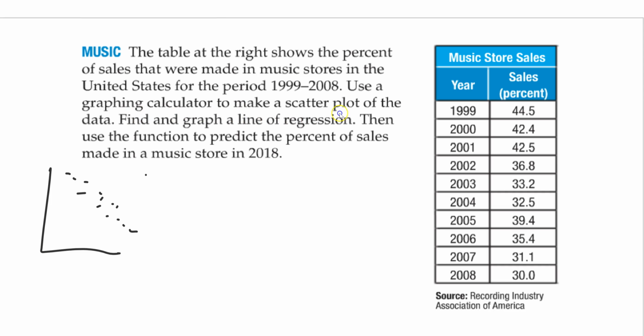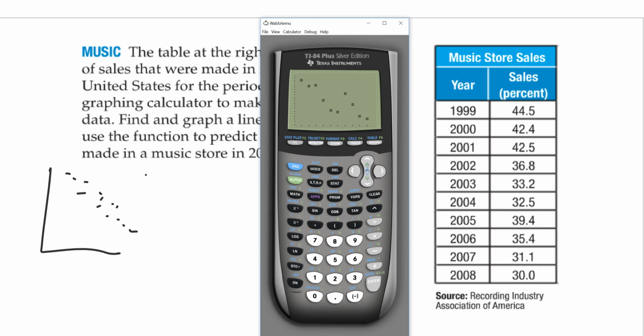So use the graphic calculator to make a scatter plot. Done. Find a graph and line regression. So let's find a graph and line regression. For that, we'll go back to our stat, go to calculator, and go to linear regression. I have L1, L2. I don't have a frequency list.